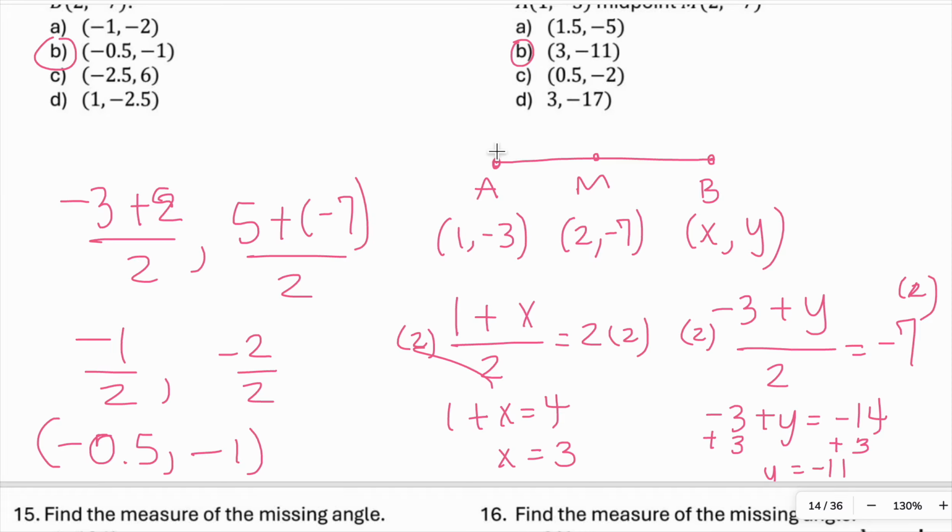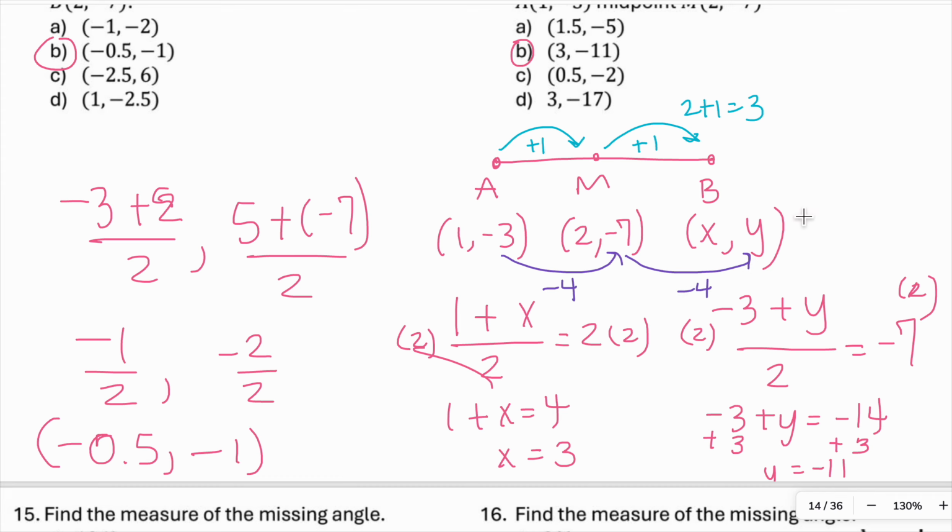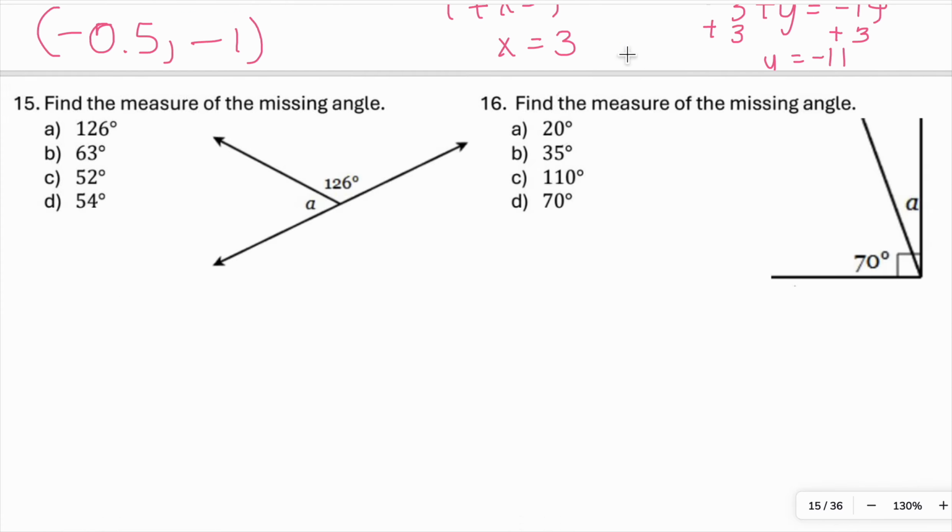Another way you can do that is looking at the distance between your x's. From A to M, I went up 1, so plus 1 for my x values. So that means I should do plus 1 for my x values here. So 2 plus 1 is 3. And then for my y values, I went from -3 down to -7. So that's minus 4. So I'm going to continue to do minus 4 on this side. And -7 minus 4 is -11. And that is still going to show option B as our answer.